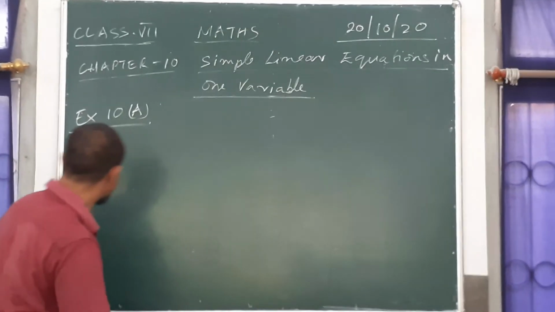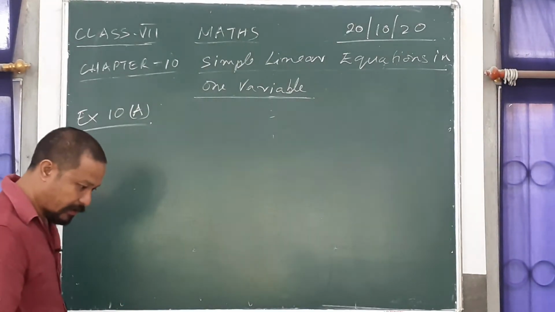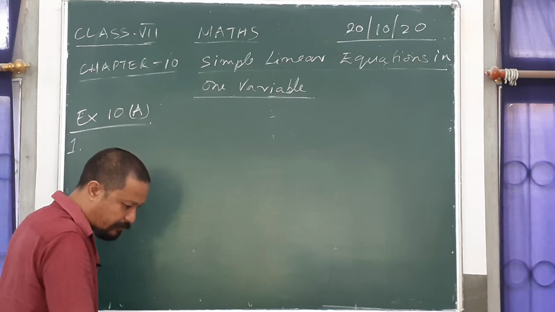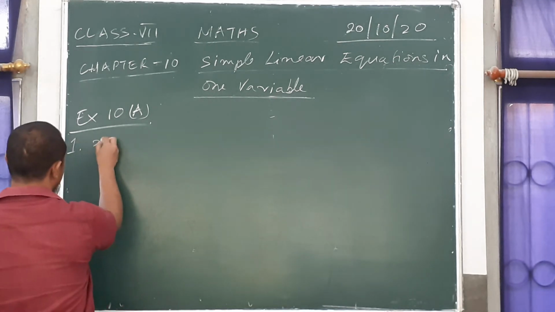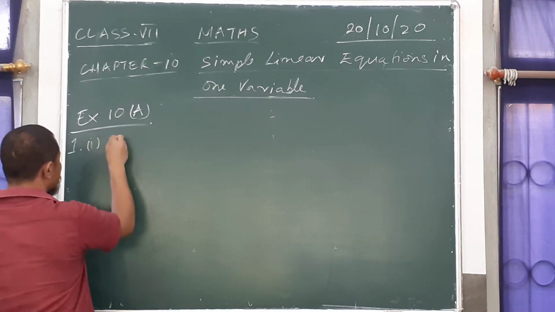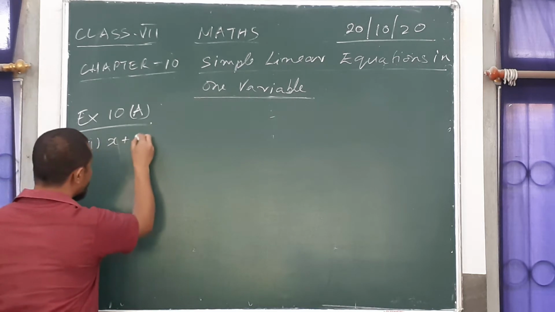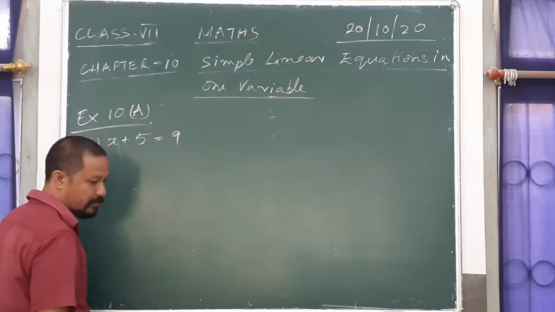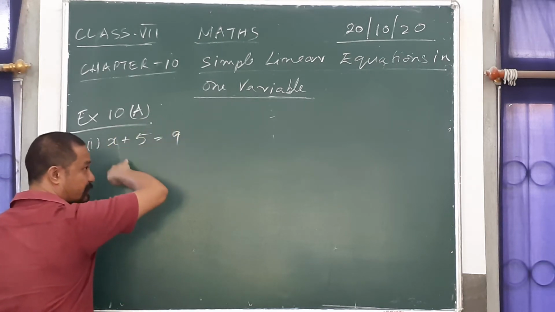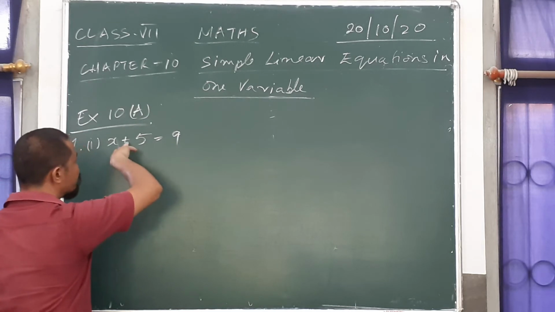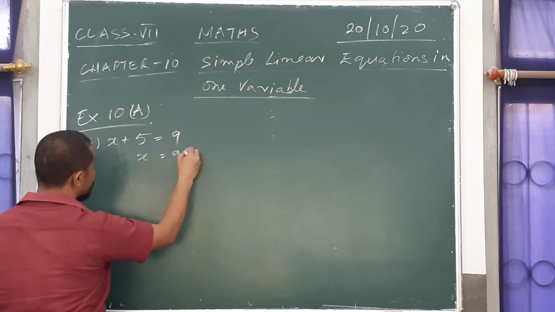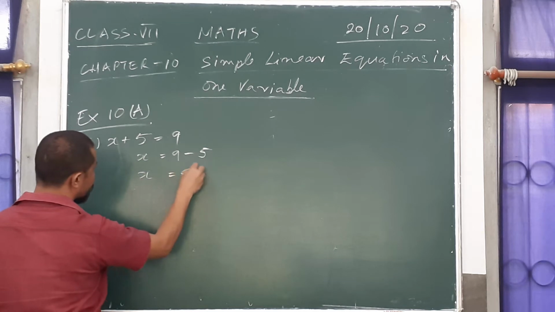Okay, so number 1 states: solve the following equations by transposition. Check your answer. The first one, subsection 1, is x plus 5 is equal to 9. Transposition, as I said: left hand side, right hand side. You have to keep x this side because that's what you need to find. So you have to transpose number 5. When it goes that side, the sign will change, it's plus, it becomes minus. So x equals 9 minus 5, so x equals 4.